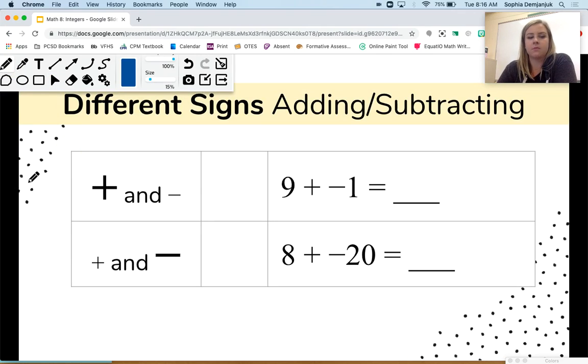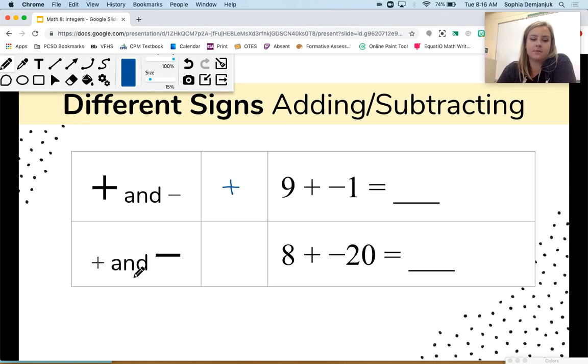Our next rule is when you're working with different signs and you're adding and subtracting. The rule when you're working with different signs is you're going to keep the sign of the bigger number when you're taking their absolute values. So you're keeping the sign of the bigger number, and then you're going to subtract your two numbers. So when you see the plus and minus, I made the plus sign really big to represent that the positive one is bigger. So when the positive is bigger, your answer is positive.